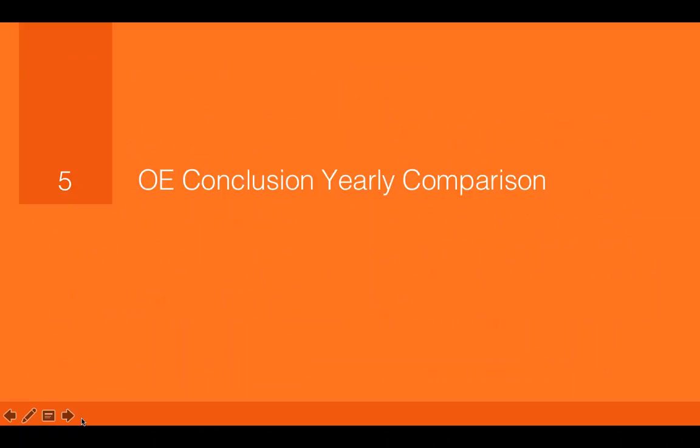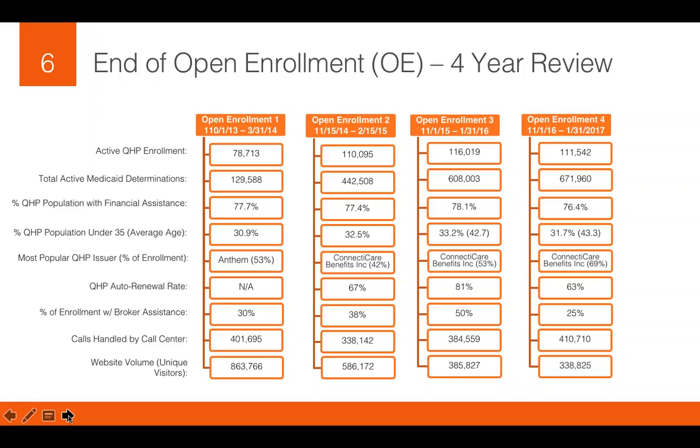So let's just dive right in. We'll start off with a yearly comparison of the last 4 open enrollments. On slide 6, you'll see each open enrollment period for the past 3 years.